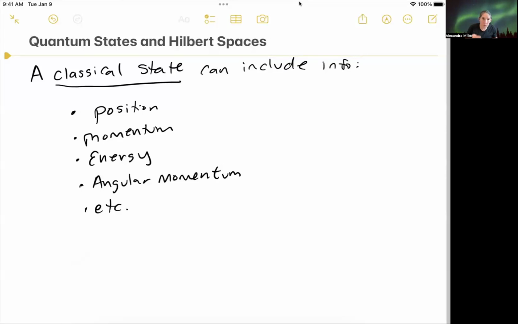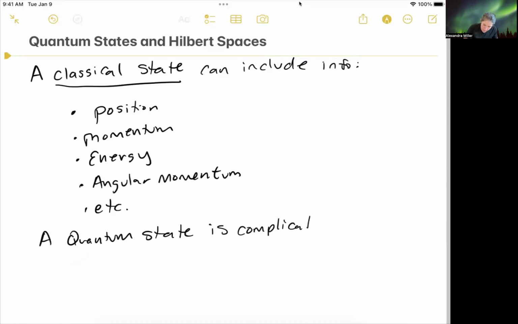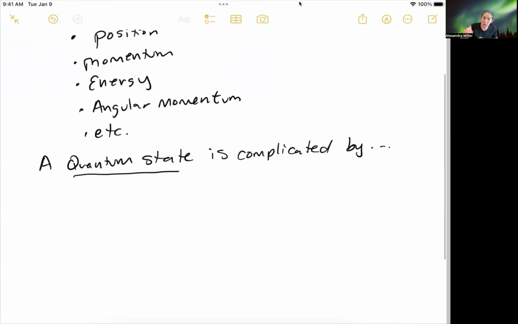Now, when I use the word state in quantum mechanics, things get a little bit more complicated. A quantum state is complicated by a couple of things. In general, for a quantum state, we're going to want to talk about these same sorts of variables that we measure: position, momentum, energy, angular momentum, etc. But you will have learned already in your modern physics class about the superposition principle, right? This tells us that an object can be in multiple classical states at the same time in some sense.